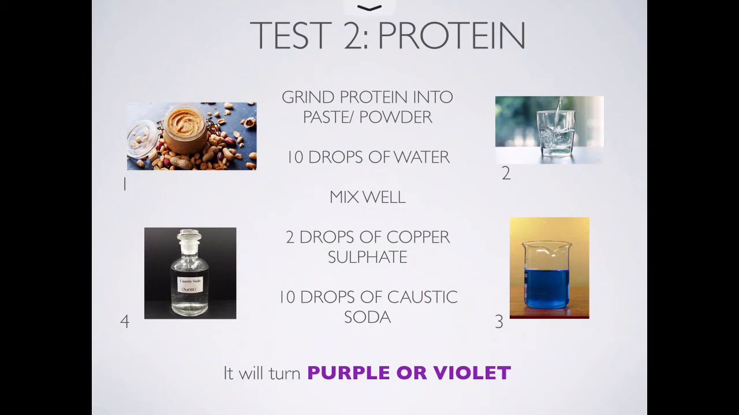I'm going to repeat this again. Add 10 drops of water to your protein, shake it, then using a dropper, add 2 drops of copper sulfate and 10 drops of caustic soda. They are both solutions. After you have mixed all of these together, shake the test tube very, very well. And what do you see?